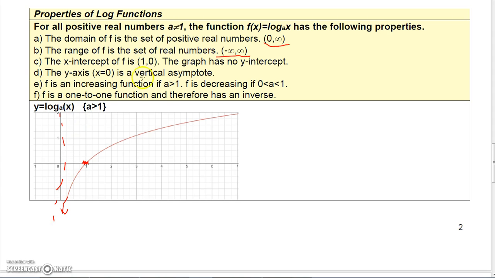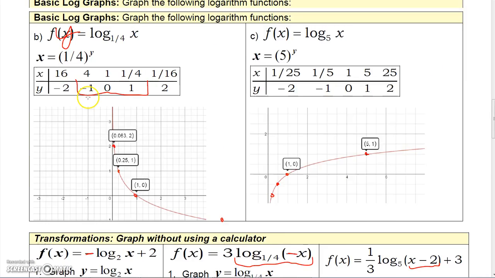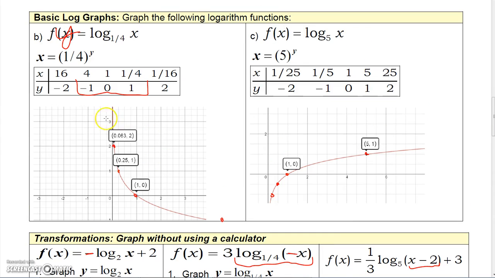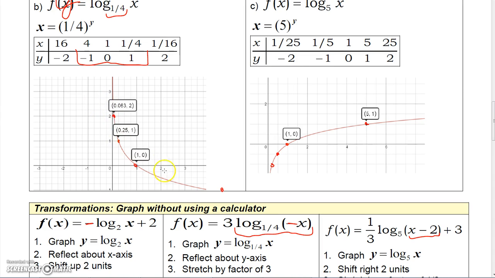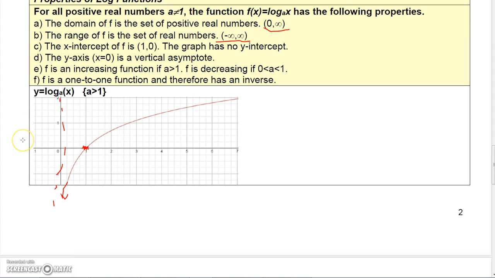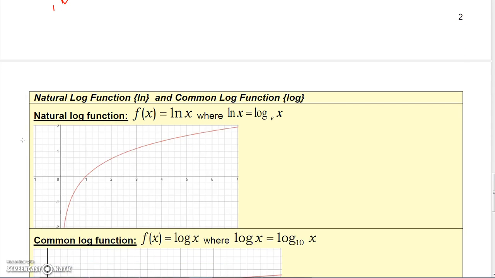And then f is increasing if a is greater than 1. So notice here, kind of like we had up here, the a was 5, which is greater than 1, so the function is increasing. And then here the base was 1/4, so a was less than 1, so the function is decreasing. And of course, if you do the horizontal line test, you can see that the function is one-to-one and therefore has an inverse.